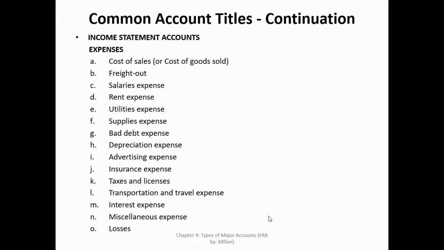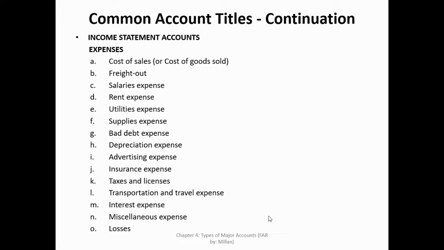Miscellaneous expense. This represents various small expenditures which do not warrant separate presentation. And losses. These are the expenses which may or may not arise from the ordinary course of business activities. So losses may arise from sale of assets other than inventory at a sale price that is less than the carrying amount, gaya ng example natin kanina.